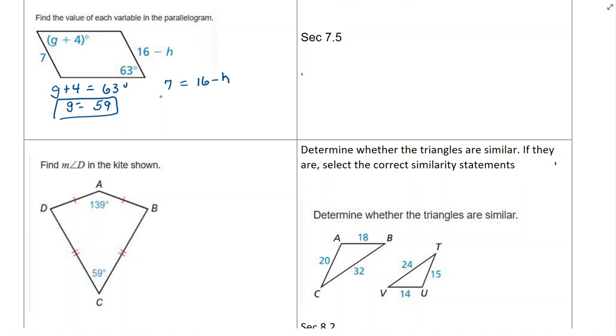So here I can either subtract 16 or I can add h. So I'm going to add h to make it positive. Then subtract the 7. And h is 9. That uses the two theorems that you should be familiar with.